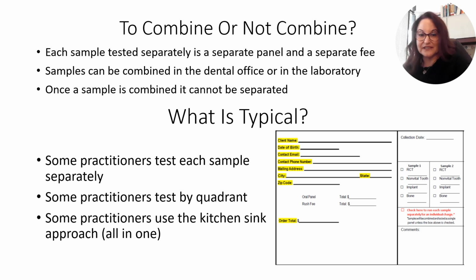So what is typically done? Some practitioners test each sample separately. For cavitations 1, 16, 17, 32, we will get 4 tubes, it's 4 tests, it's 4 panels, it's 4 fees. Some practitioners do all their testing by quadrant, and some practitioners use the kitchen sink method. So all 4 cavitations into 1 tube, or they send us cavitations separately and ask us to combine them here in the laboratory. Either way is acceptable.